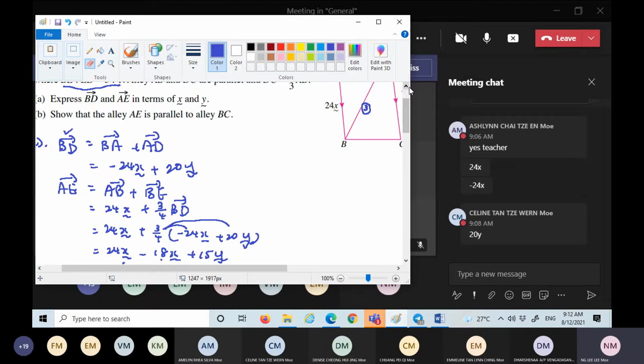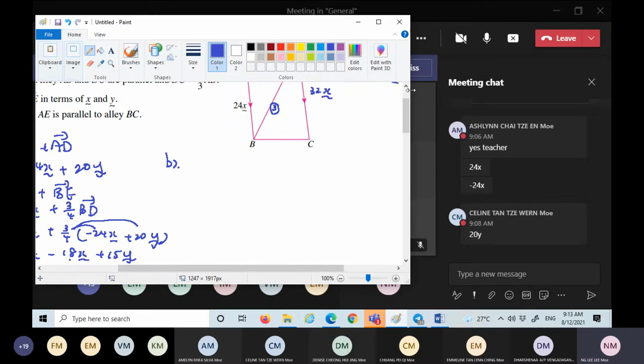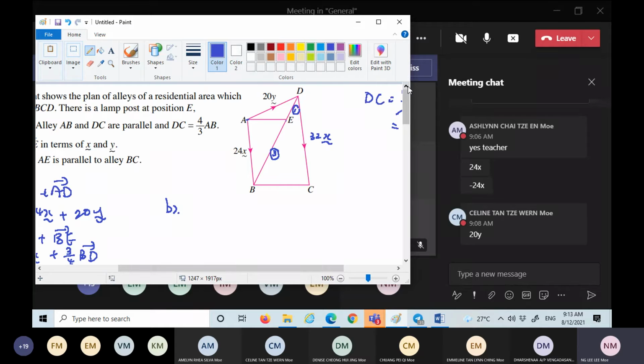Now we go to part B. AE parallel to BC. Let me see. AE, this one, A to E. BC, this one. They want you to show that AE is parallel to BC. So I have to do until I can show this.